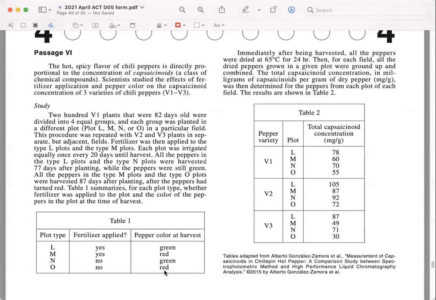Immediately after being harvested, all the peppers were dried at 65 degrees centigrade for 24 hours. Then for each field, all the dried peppers grown in a given plot were ground up and combined. The total capsaicinoid concentration in milligrams of capsaicinoids per gram of dry pepper was then determined for the peppers from each plot of each field. Okay.